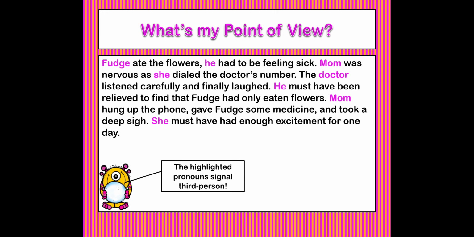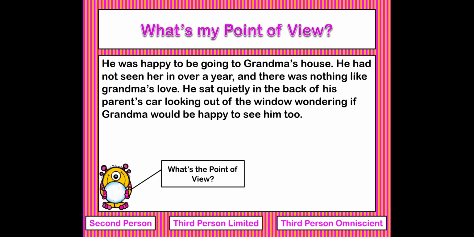So we know that Fudge was feeling sick. Mom was nervous. So that's two characters that we know so far. And we know that the doctor felt relieved. So by the reader, which is us, being able to determine the thoughts and feelings of more than one character, that made this paragraph third person omniscient. Let's take a look at the next one.